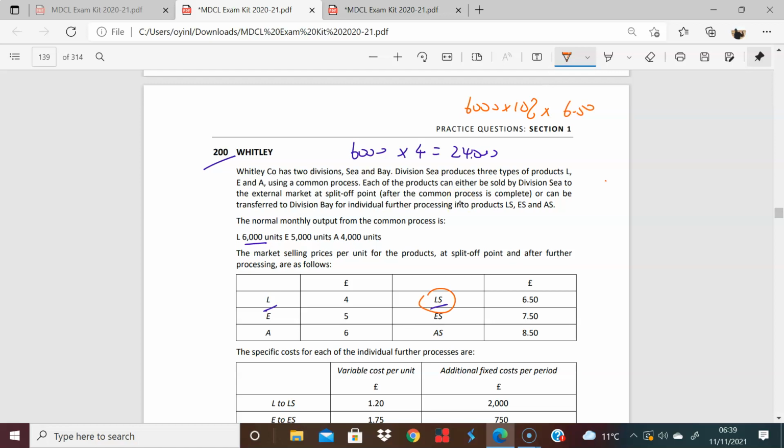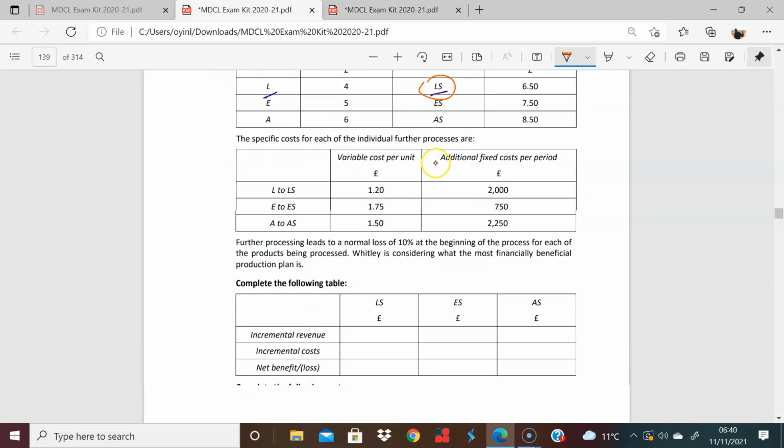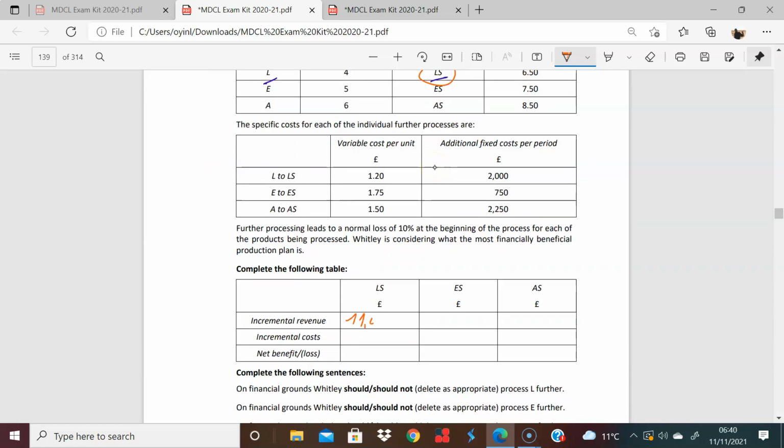So let's just do that. What you now have is 6,000, and you lose 10%, so it's really 90% that will come out of the process, times £6.50, and that is 35,100. So the additional revenue for carrying on is the difference from 24,000 to 35,100, and that's 11,100. Here's my incremental revenue, 11,100.